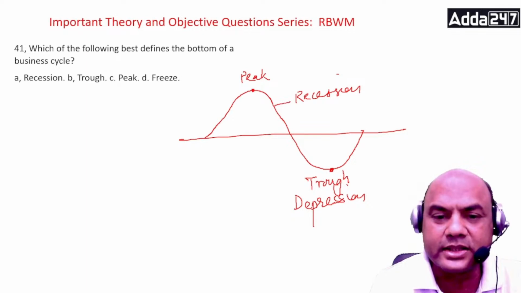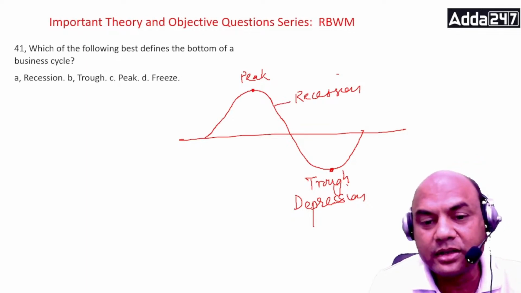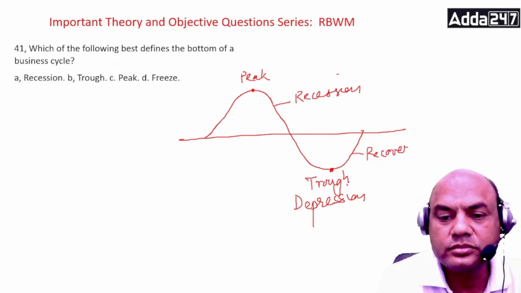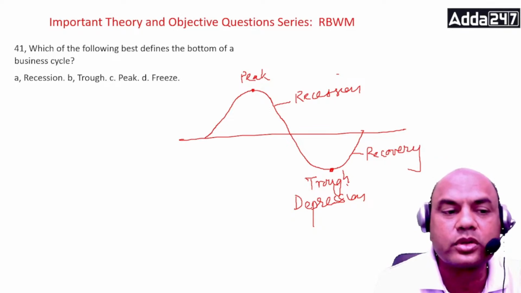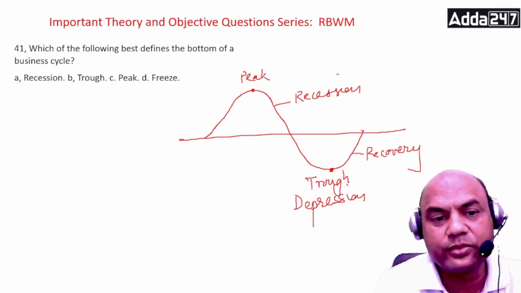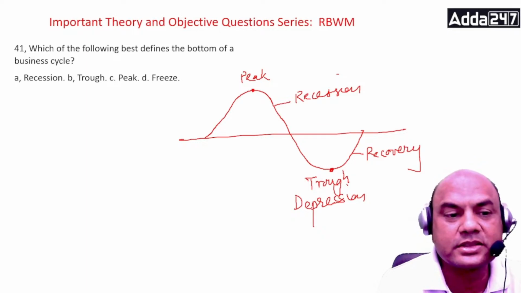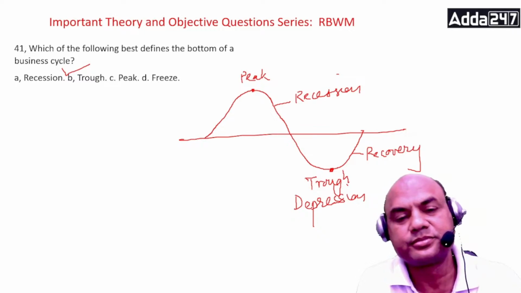So recession, depression. Then afterwards what happens? Year from year we start the recovery. This is a recovery phase. And then we have again a prosperous phase, meaning growth, you can call it growth. So what is the question? Best defines the bottom of the business cycle. What defines the bottom of the business cycle? This trough or depression. So this is the answer.